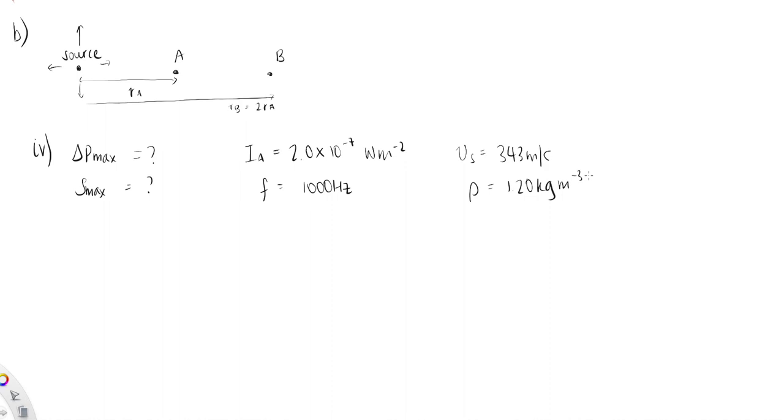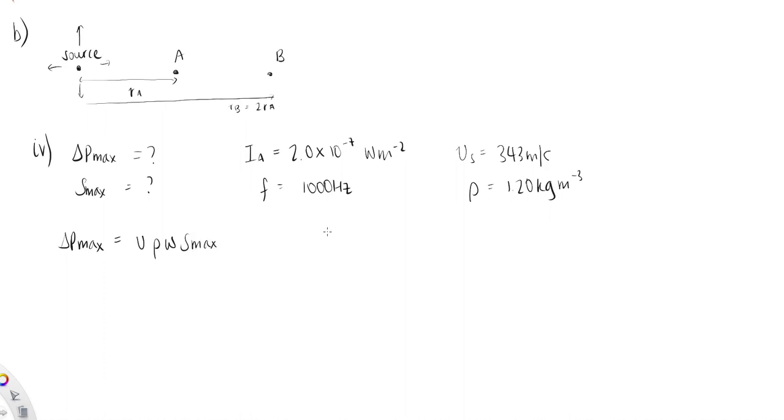And for part 4, we're now looking for the pressure amplitude, delta P max, and the displacement amplitude, S max. We've been told a few different things like the amplitude at A, which I've written down, the frequency, the velocity of sound, and the density of the medium. So let's actually go back to our formula sheet and work out what our equations are. So we have an equation for delta P max.